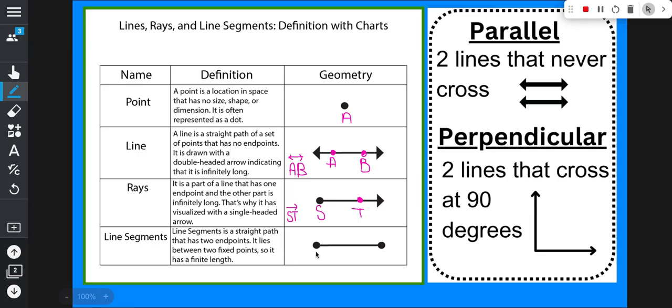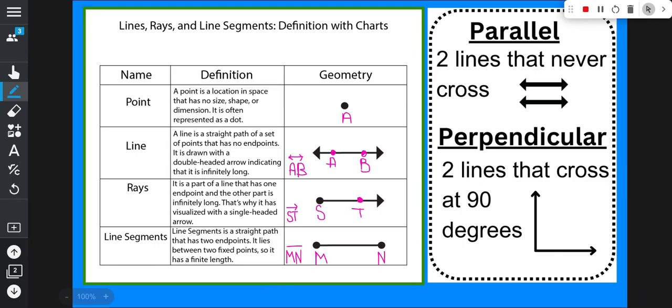The last one is a line segment. A line segment has a starting point, so we'll call this one M, and it has an end point, N. So this is mostly what a teacher would probably want you to do when they say line up. They would want you to line segment up. Because we want a start point and an end point, we would put the letters there and we would just put a straight line without any arrows if we were to name it.